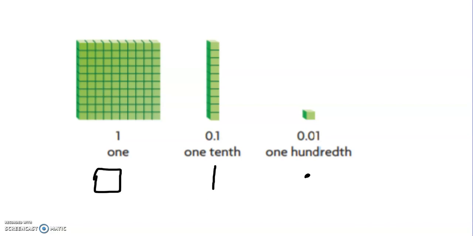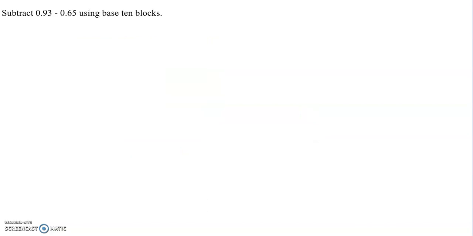So we're going to continue on with the subtraction part of the base 10 blocks. We will start to move to the standard algorithm in the next video, but right now we're just working with the base 10 blocks. So here we have our first problem. We have 93 hundredths minus 65 hundredths.